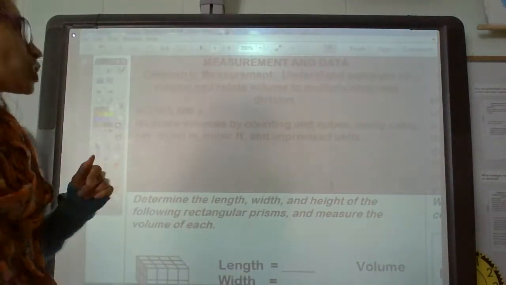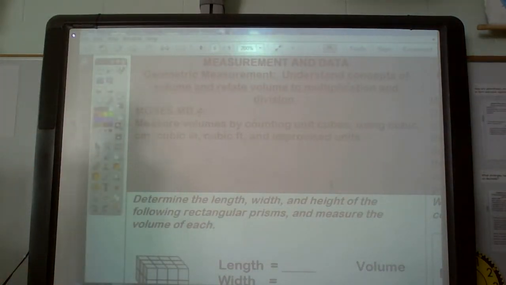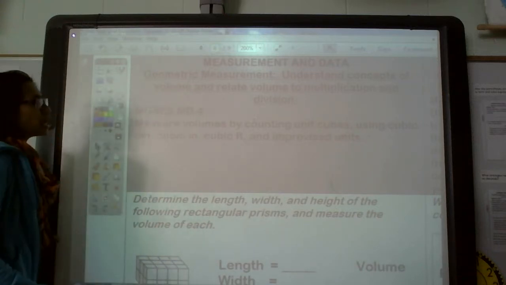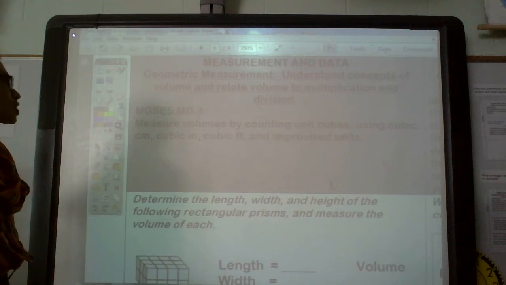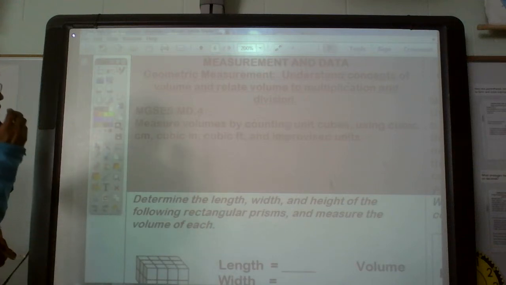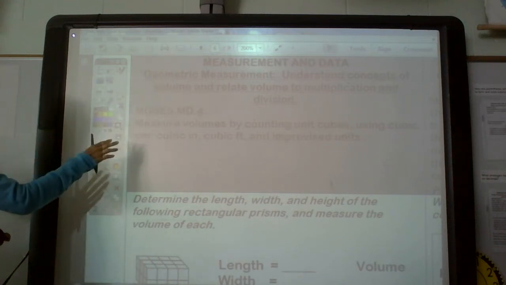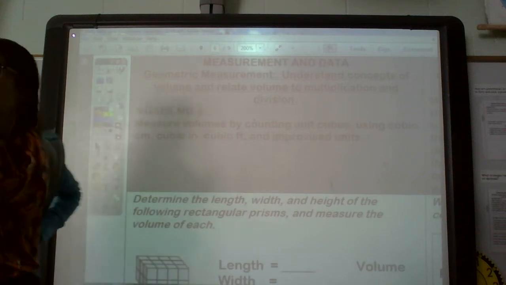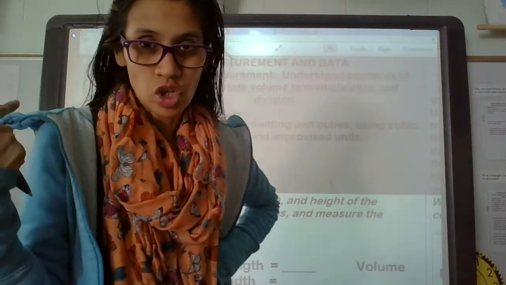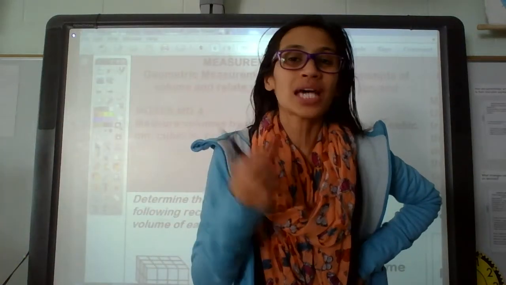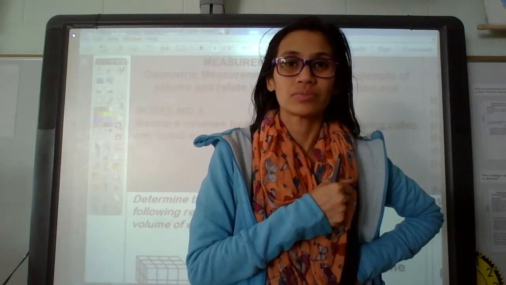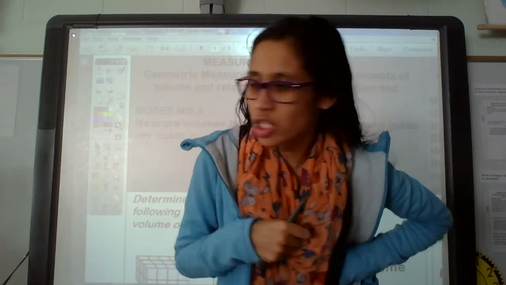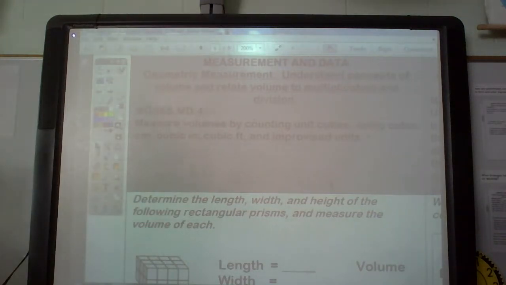Let's read the standard. Measurement and data. Read it with me. Geometric measurement. Understand concepts of volume and relate volume to multiplication and division. Measure volumes by counting unit cubes, using cubic centimeters, cubic inches, cubic feet, and improvised units. So now we are working on determining volume, measuring that. What type of manipulative can we use? Our cubes, our unit cubes. Let me go get the unit cubes so you can see.